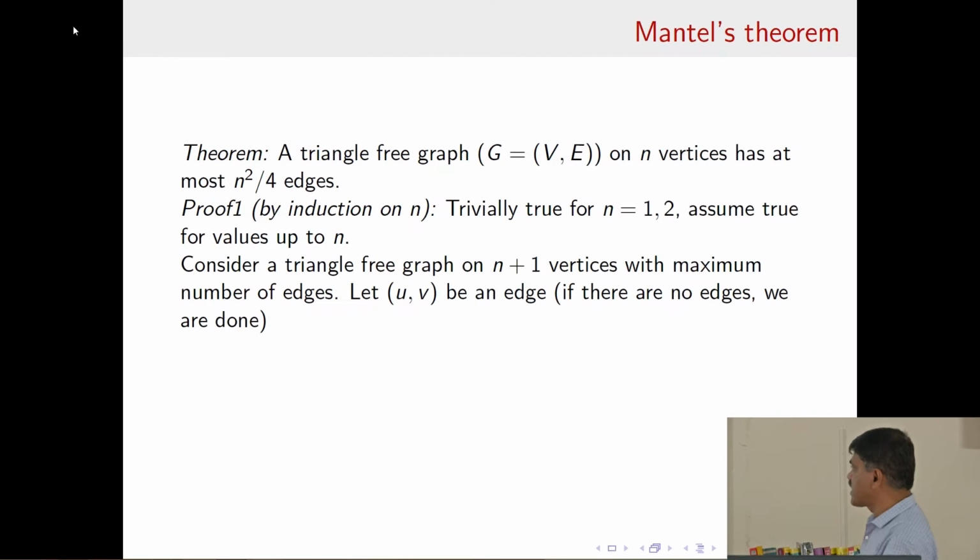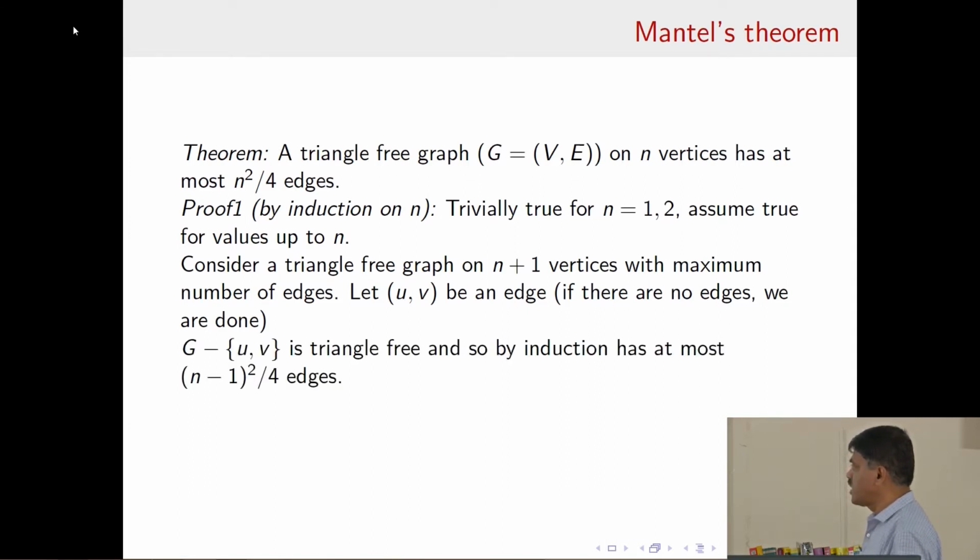Now, we have considered a triangle free graph on n plus 1 vertices. Suppose this is a graph with the maximum number of edges, because I want to show that the maximum number of edges possible is at most n square by 4. So look at a graph on n plus 1 vertices with the maximum number of edges, it is triangle free. Now I pick a pair of points such that they are adjacent in the graph. Why should there be such a thing? Well, if it does not, there is no edge at all, the number of edges is 0, so it is good. So pick an edge.